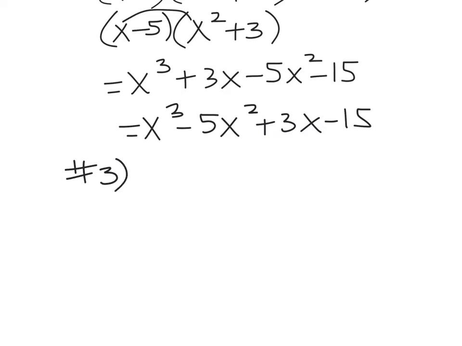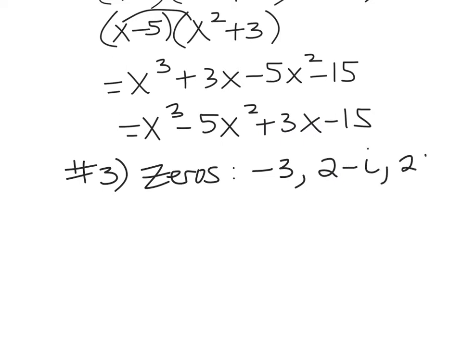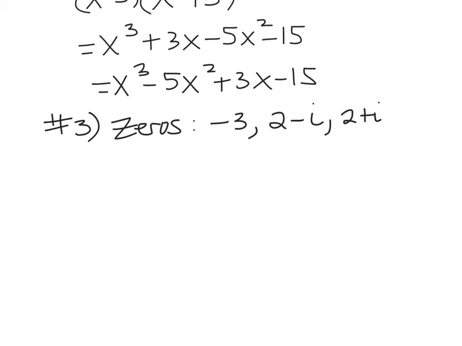Suppose that we are given zeros, and the zeros that we're given are negative 3 and 2 minus i and 2 plus i. Okay? Remember, they always come in pairs. So if they only gave you 2 minus i, then you would have to say, oh, 2 plus i is also a 0, okay? They always come in conjugate pairs for complex numbers.